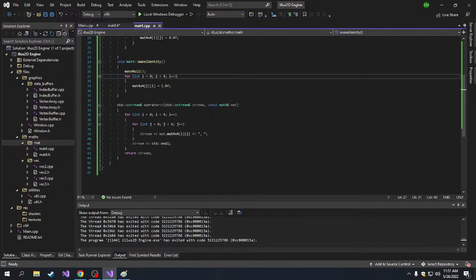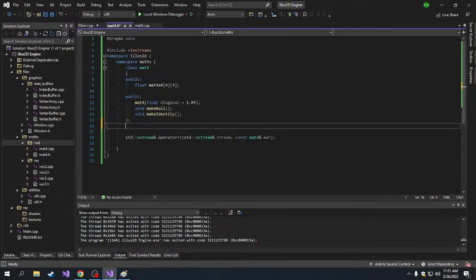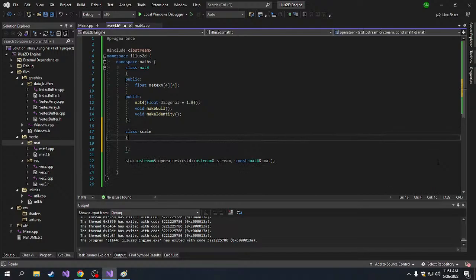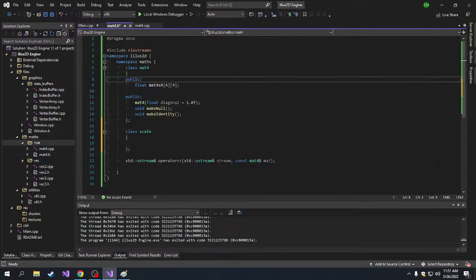Cool. Okay. Nice. Let's start making other matrix classes. So we'll make a matrix class for scale. Since it is, I'll probably make it a struct.